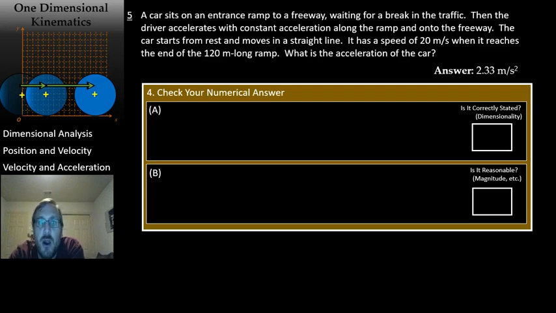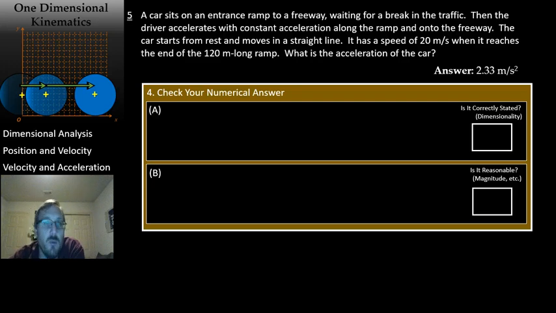So in this case, I've got a car that's sitting at the entrance ramp of a freeway, just waiting for a break in traffic because it's a really busy day. As soon as he sees that break in traffic, the driver is going to accelerate with a constant acceleration along the ramp and onto the freeway, get to work, and enjoy his time with you, right? So if that car has a 20 meter per second speed when it reaches the end of the 120 meter long ramp, what is the acceleration of the car?